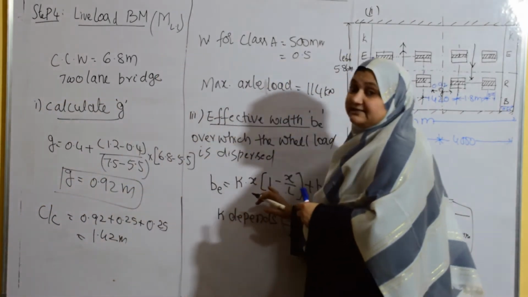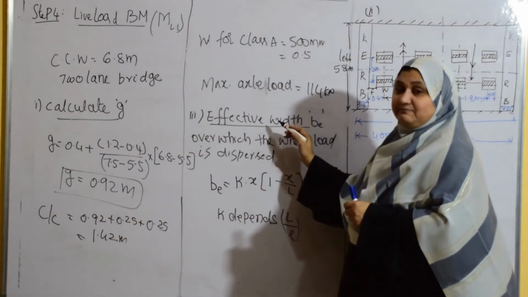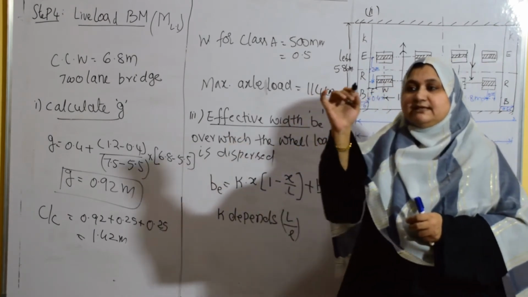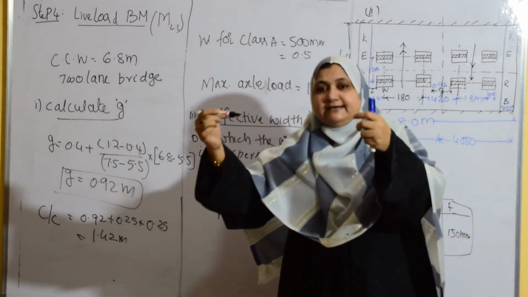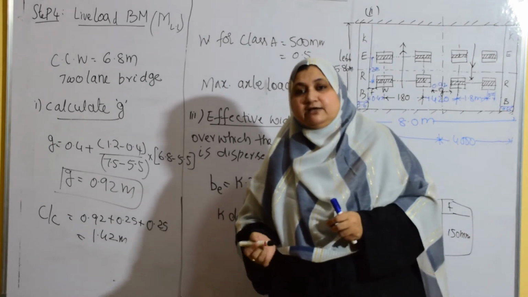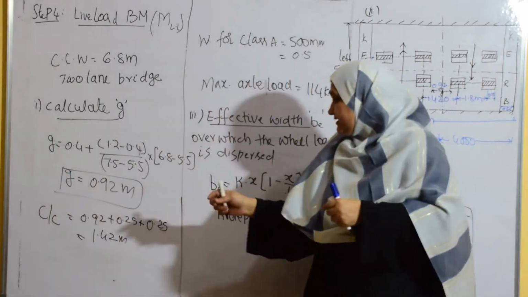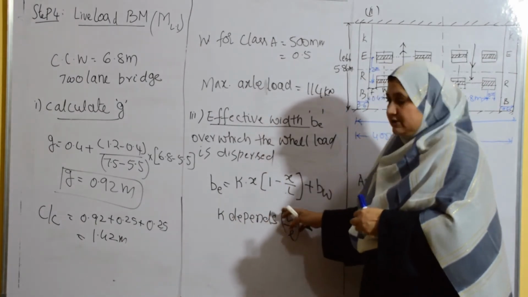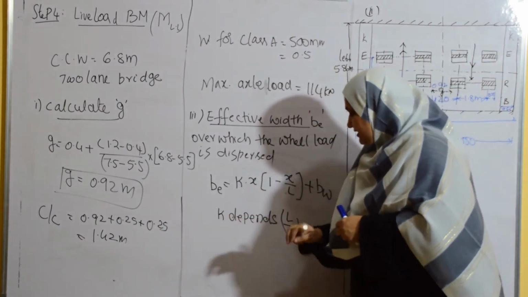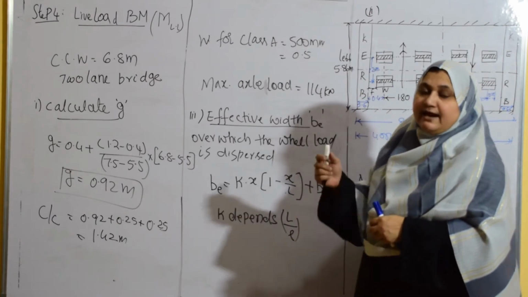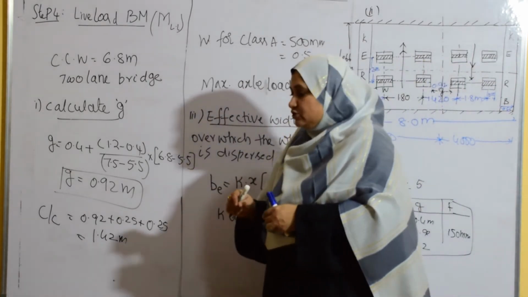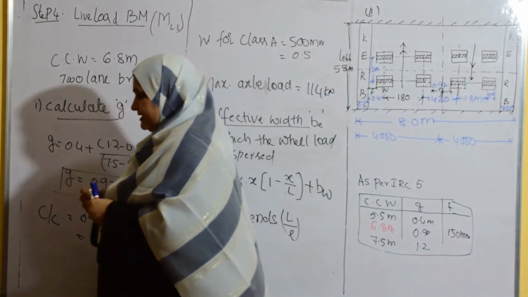It will be for a single axle load. I have just rubbed the diagram. I have shown you one single concentrated load getting dispersed at an angle of 45 degrees. So the width over which this load is dispersed at 45 degrees is given by this formula. First, what is the value of K? K depends upon L by l and we have a table from IRC. So you can get the value of K.